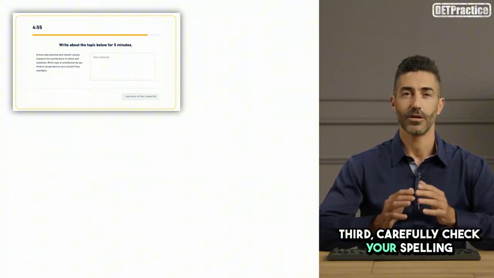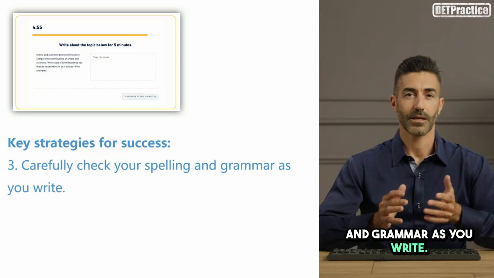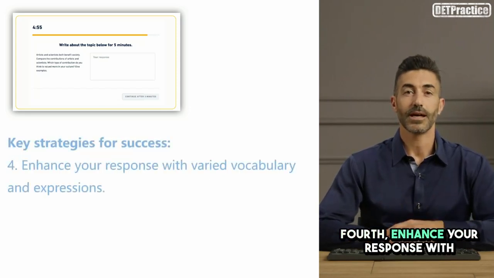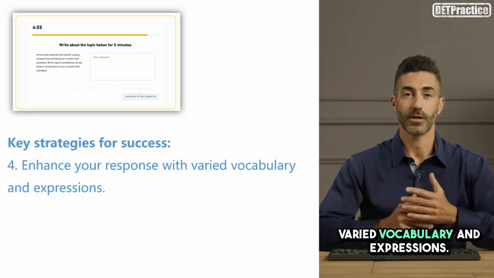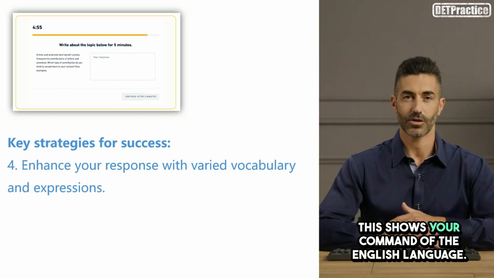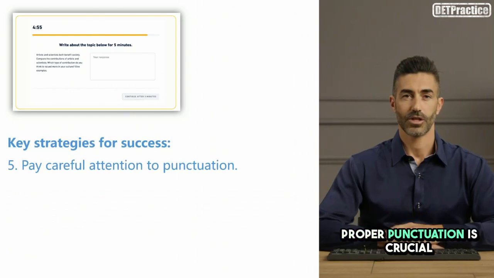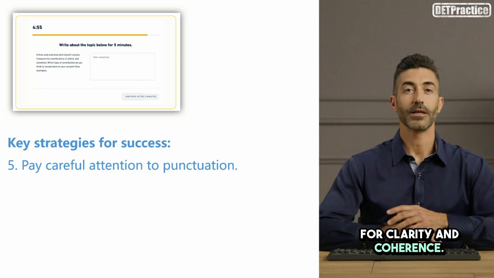Third, carefully check your spelling and grammar as you write. Errors can significantly impact your score. Fourth, enhance your response with varied vocabulary and expressions. This shows your command of the English language. Fifth, pay careful attention to punctuation. Proper punctuation is crucial for clarity and coherence.